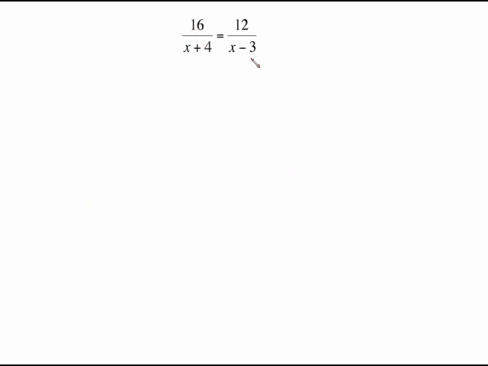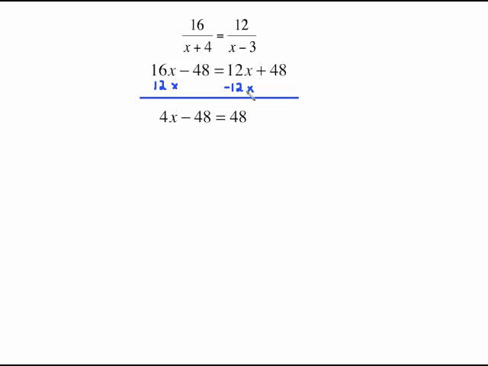Very simple. Fraction equal to fraction. Cross multiply gives us 16x minus 48 for this. Cross multiply here. 12x plus 48. Let's get our x's together by subtracting 12x from both sides. Those cancel. Over here, we'll now have 4x minus 48 equals 48. Be careful, these two 48s don't just cancel out because that's a negative 48, that's a positive 48.